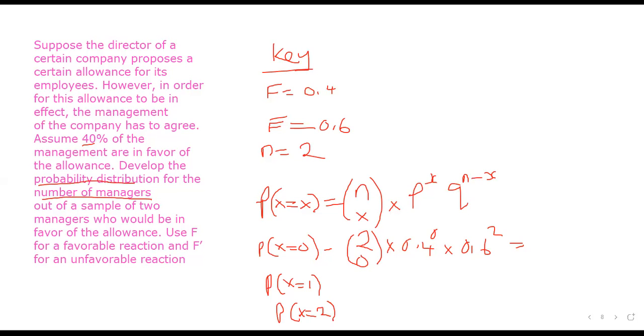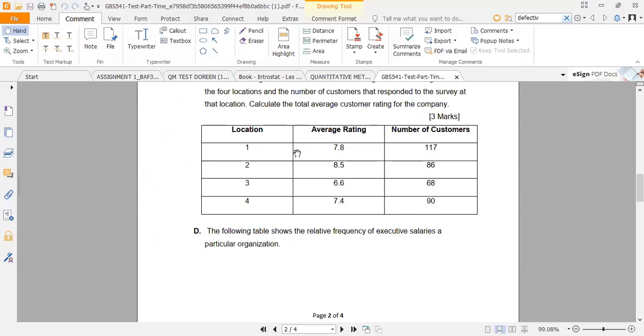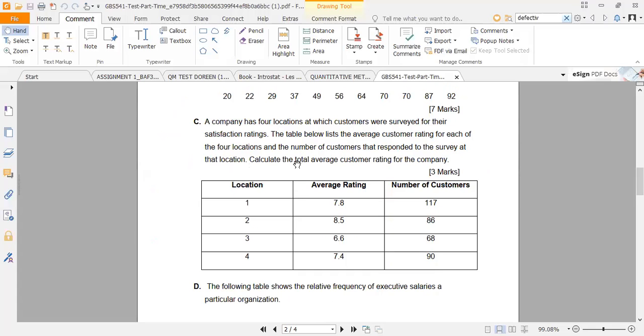Okay, so we go to another probability topic, which was exciting, on random variables. In this one, most of the people performed well. Question number C.